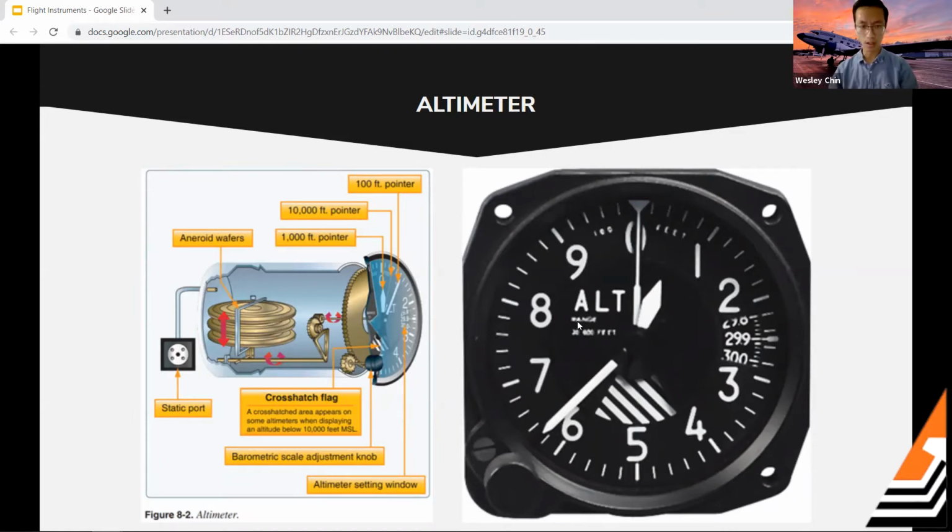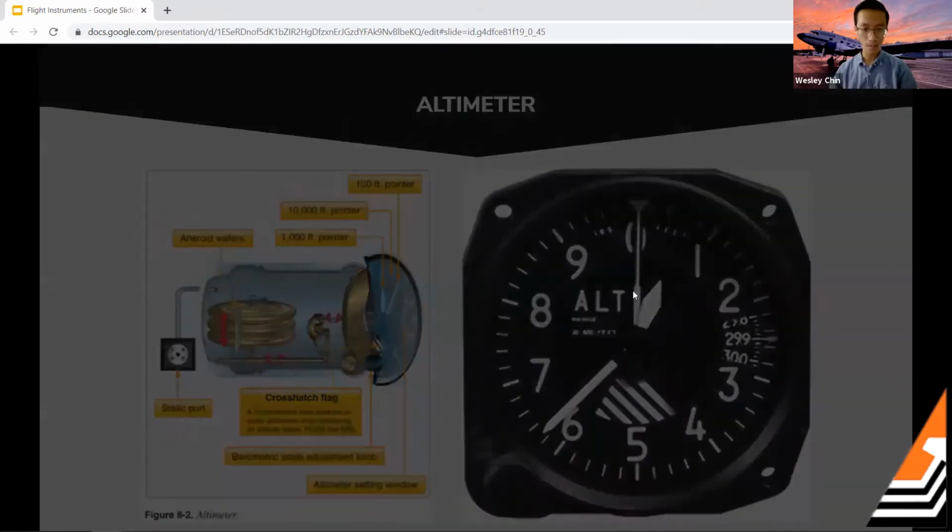If we take a look on the right side, here is the face of the instrument. We've got hundreds of feet, thousands of feet, and 10,000. What we're seeing right now, the reading looks to be 620, 630 feet, somewhere around there.